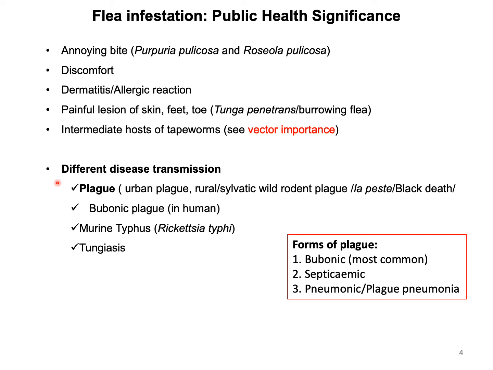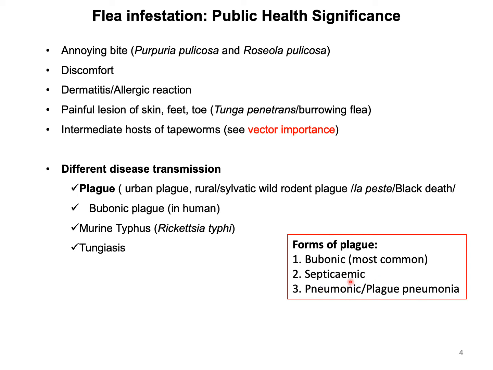And fleas have another very significant role in the transmission of different diseases. The first one is plague, and this disease is also known as urban plague, rural or sylvatic wild rodent plague, La Peste, Black Death, or bubonic plague. There are different forms of plague; you can note it down as a side note. The first one is bubonic plague. This is most common in humans, characterized by enlargement of lymph nodes, particularly the axillary and inguinal lymph nodes.